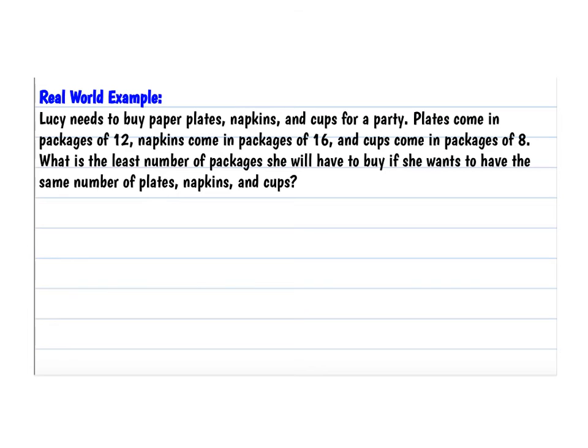So when you go to the store, of course, all of the party supplies come in different numbers, but let's say we want them all to be the same. So we would want to have 50 of all of them. Well, that might not be possible. So we need to figure out what's the least number of packages that she'll have to buy if she wants the same number. So what we're trying to find here is the least common multiple for 12, 16, and 8.